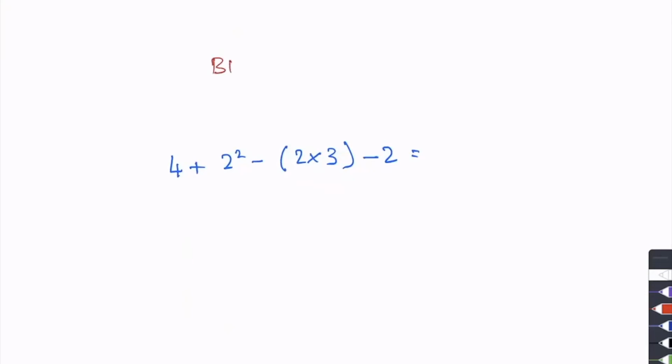Once again, let's write BIDMAS as a reference. Do we have brackets? Yes, 2 times 3 is 6. So I'm just going to rewrite what I have now to make it a little bit clearer for us. Now I look at the line in red, and do I see any indices? Yes, I do. 2 squared is 4. So that leaves me with 4 plus 4 minus 6 minus 2.